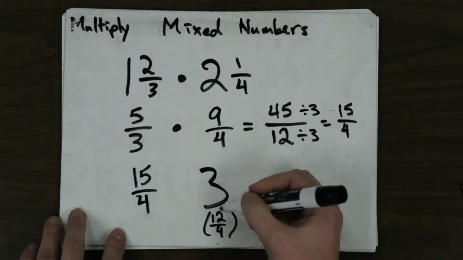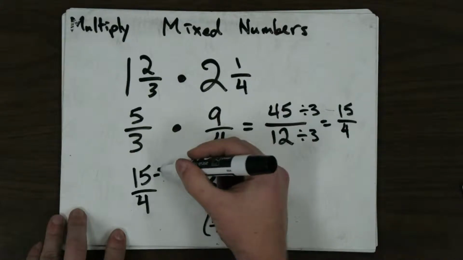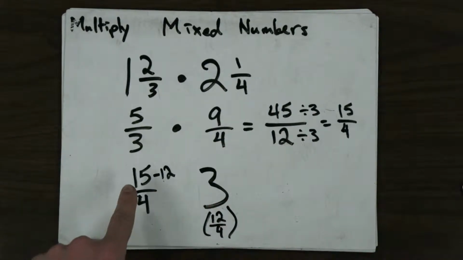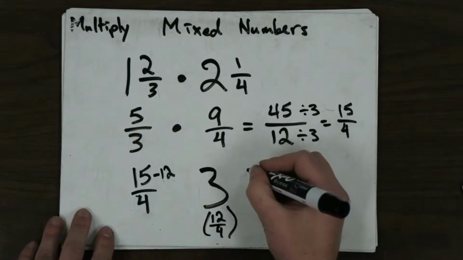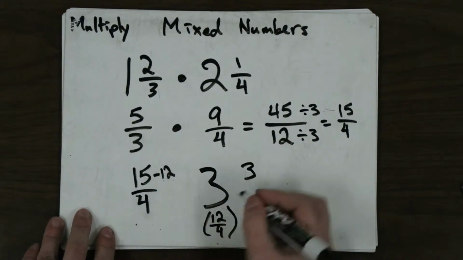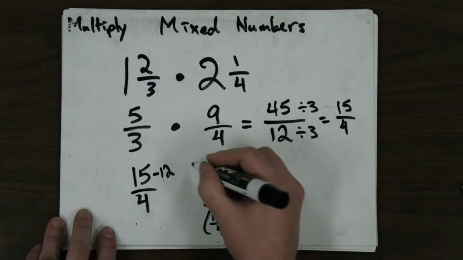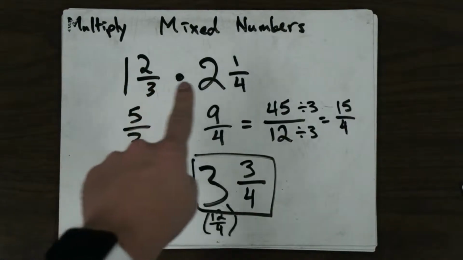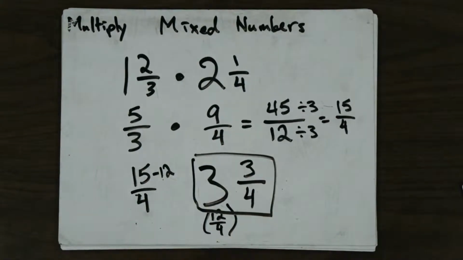I'm borrowing 12 of these 15/4 and turning them into just the number 3 wholes. Now, if I take 12/4 away from 15/4, I have to subtract that from the 15 that I have. And 15 minus 12, well, that's going to be 3. And the bottom number is going to stay the same. And there is my final answer, 3 3/4. So 1 2/3 times 2 1/4 is 3 3/4.